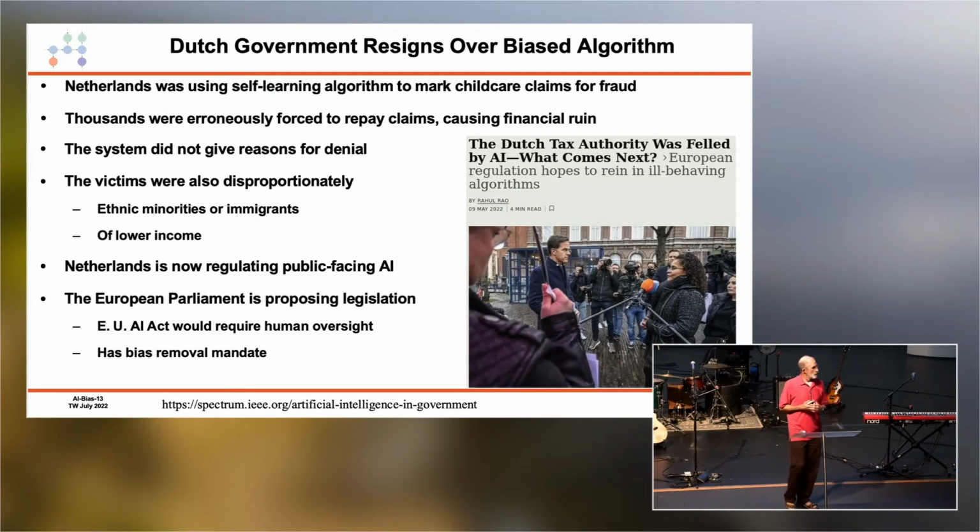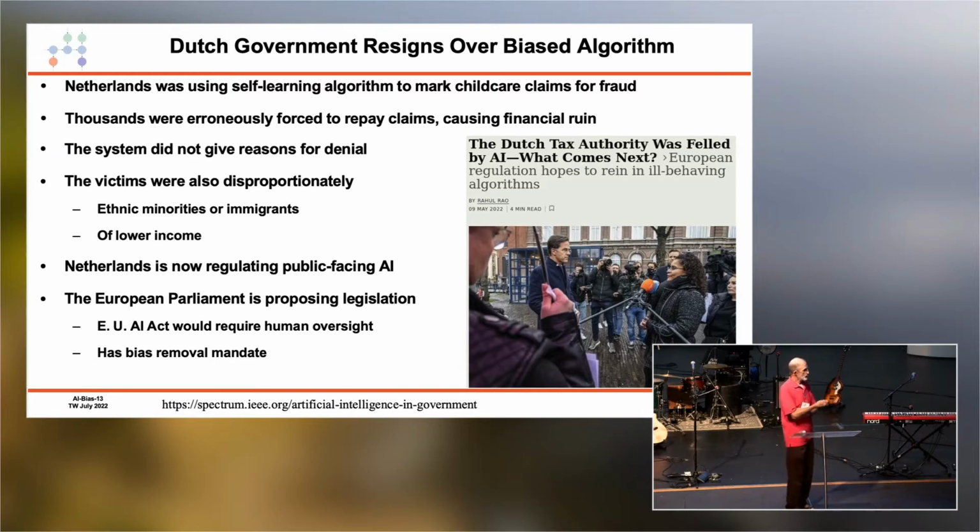Now, here's one where government came down. This is a pretty interesting article, again, from IEEE Spectrum magazine here at the link at the bottom. The Netherlands was using a self-learning algorithm to mark child care claims for fraud, see if there were fraudulent claims. But it didn't work too well. I mean, this guy there is the prime minister. He's talking to some of the people protesting this. And so some people were financially ruined by having their child care claims denied. There were no reasons for denial, and the victims were disproportionately ethnic minorities or immigrants and of lower income. I mean, that's a key issue. The victims of a lot of these things are often with less power or knowledge to challenge the stuff.